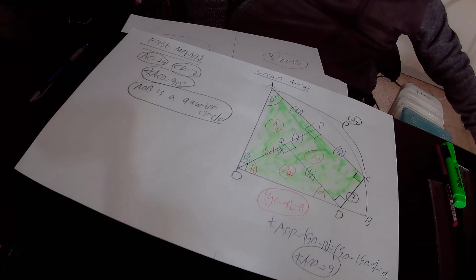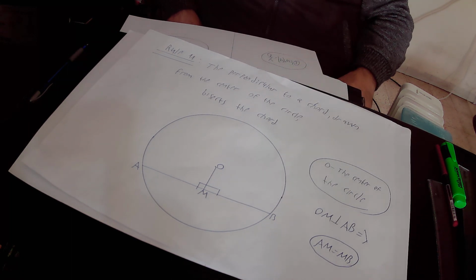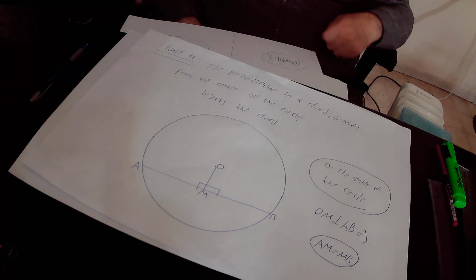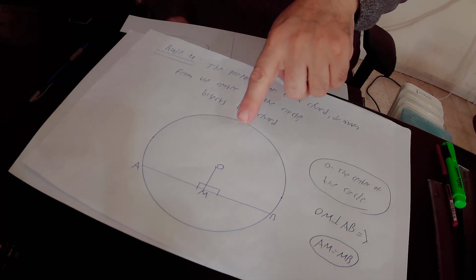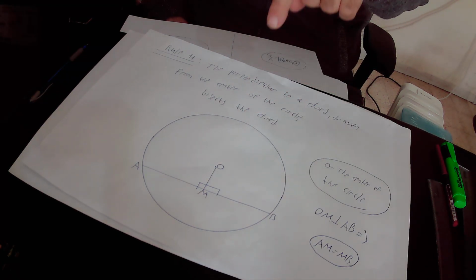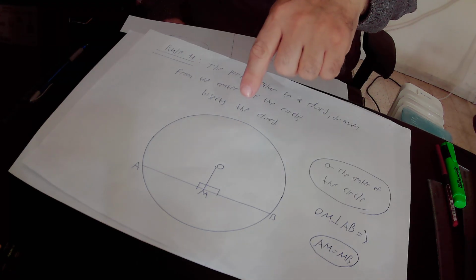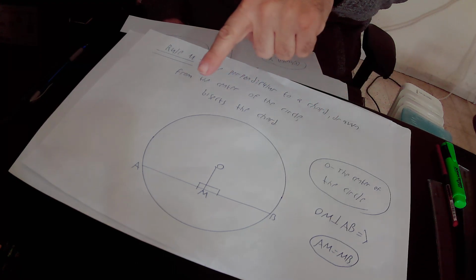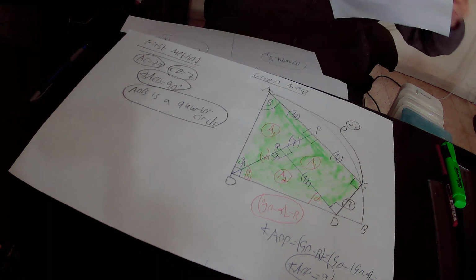Then we have here rule number 11. According to rule number 11, the perpendicular to a chord drawn from the center of the circle bisects the chord. Point O is the center of the circle. From point O, we draw perpendicular OM. So this angle equals 90 degrees and this angle equals 90 degrees according to our construction. According to this rule number 11, the perpendicular OM to chord AB also bisects chord AB. That is to say, AM equals MB. We can actually implement rule number 11 in our drawing. Why?